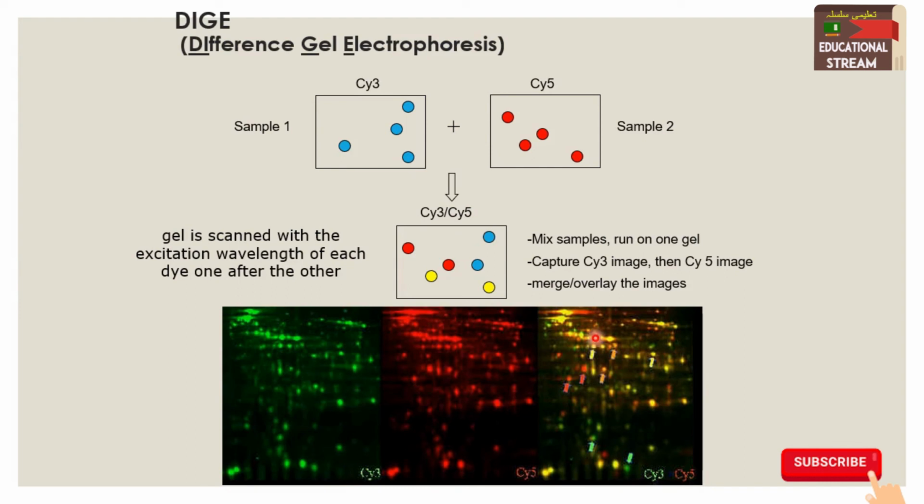The yellow color shows that the protein is present in both samples, the treated and untreated sample. If you see the red color, it means that this protein is only expressed in the sample which we labeled with Cy5. And if you see the green color, it shows that the protein is only present in that sample and it is absent in the Cy5 one.